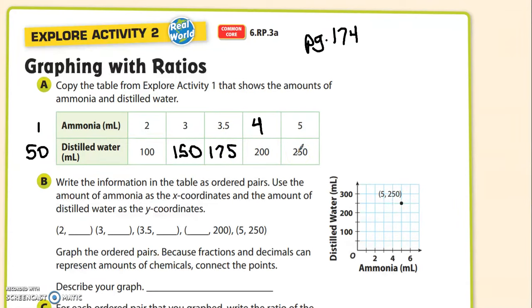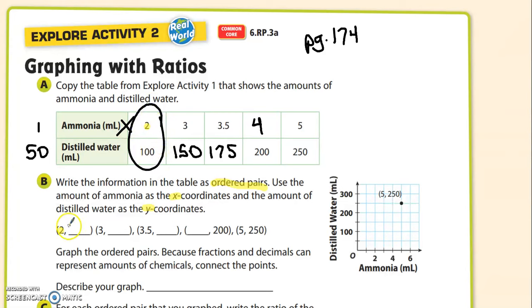So let's move on. Question B reads, write the information in the table as ordered pairs. This is a new term for us, ordered pairs. It says use the amount of ammonia as the x coordinate and the amount of distilled water as the y coordinate. So what that's saying here is that the ammonia is going to be the x value, and that goes first. And I want you to notice that this 2 right here on this table is the first number in the ordered pair.